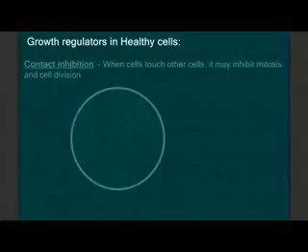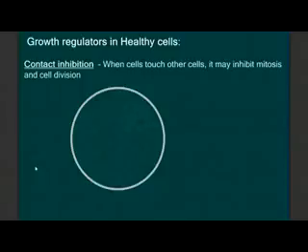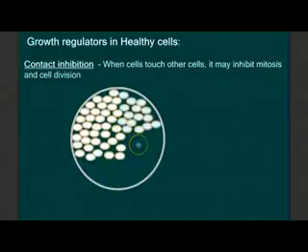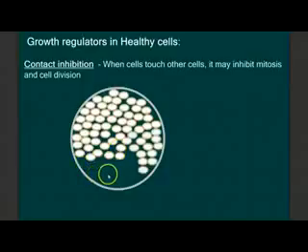A third type of growth regulator is a concept called contact inhibition. So if I have a culture medium here and I put some cells in there, those cells will start to grow and divide and start to fill up this space. Eventually, these cells that are growing and dividing will cover the entire surface of this medium, and then the interesting thing happens. They stop dividing. It's as if they understand that they're out of room.